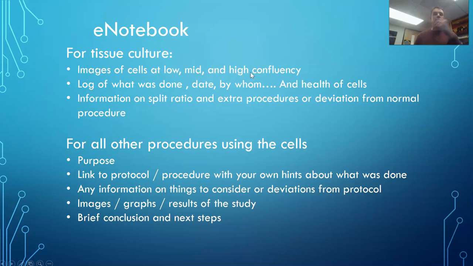So when you come in to feed the cells at mid confluency, take a picture. Right before you split them one of the times, take a picture. Right after you split them, take a picture. And you'll have those. This is because then you know what healthy cells look like at all those confluencies.